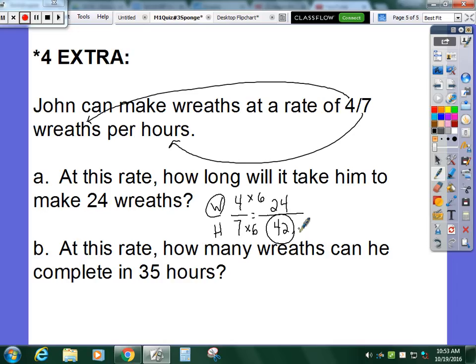B, at this rate, how many wreaths can he complete in 35 hours? So I'm going to start again, wreaths per hour. My first fraction, 4 wreaths in 7 hours. Okay, 35 hours. Hours is on the bottom. Okay, so I'm going to put 35 across from the 7. 7 times 5 is 35, and whatever you do to the bottom, you must do to the top. 20 wreaths can be made in 35 hours.